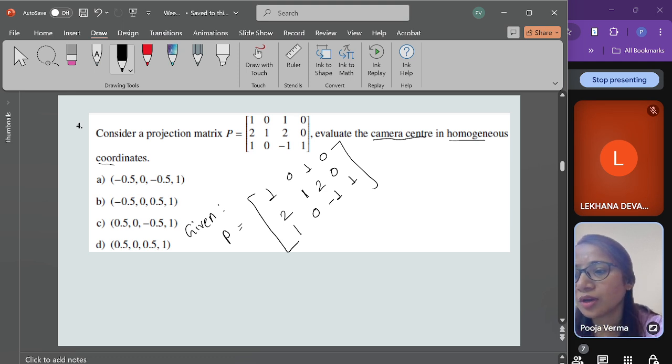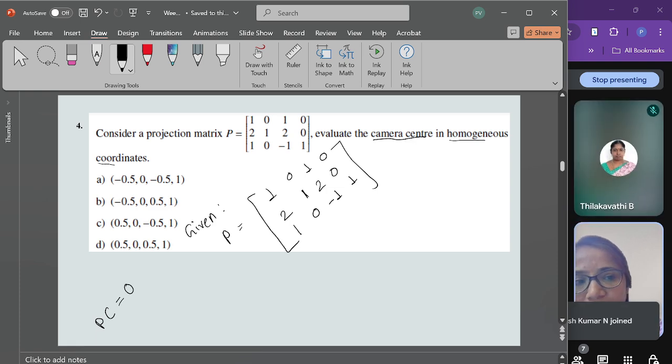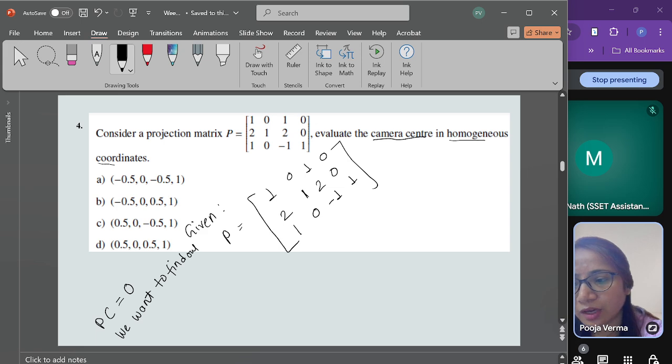Now the camera center is defined as the null space of the projection matrix P, that is, PC is equal to 0. We want to find C, the camera center, with coordinates X, Y, Z, W, such that P times C is equal to 0. You can also write it in vector form, so you will get PC is equal to 0.